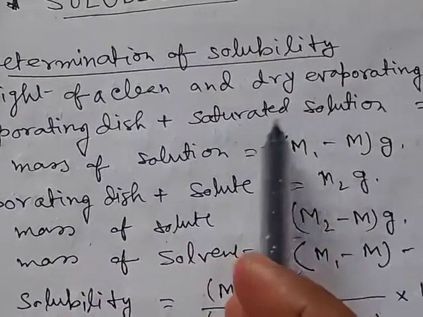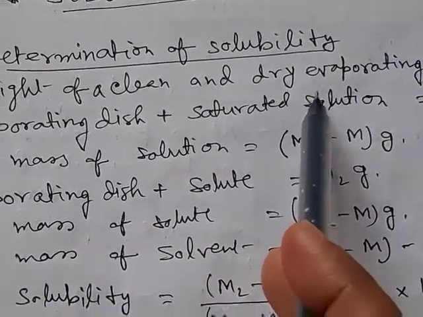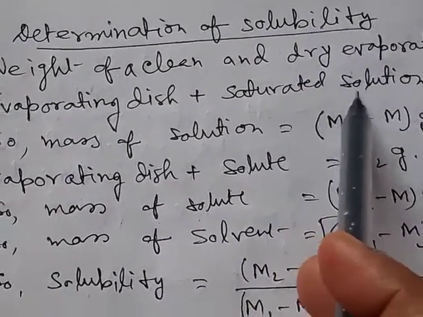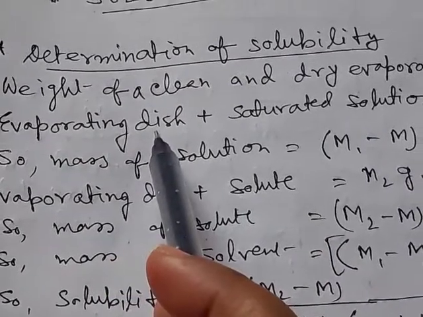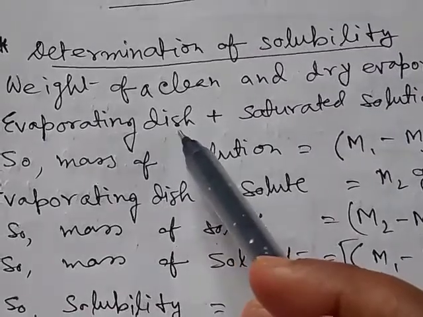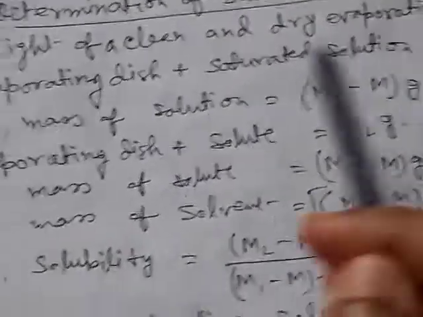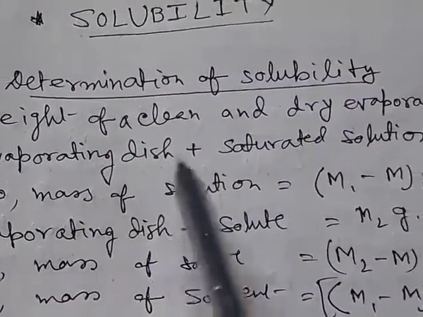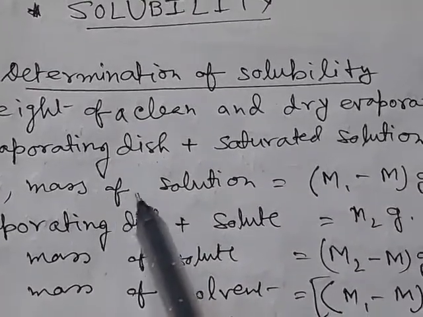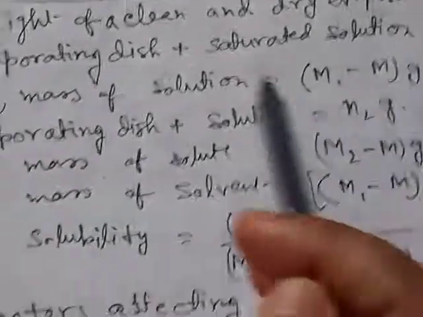Now a saturated solution of some salt is prepared at room temperature, and some amount of this solution is taken in the evaporating dish, and the weight of the dish is taken again. Say the weight is m1 gram. So m1 gram is the weight of the evaporating dish plus the saturated solution we have taken. So the mass of the solution taken is m1 minus m gram.